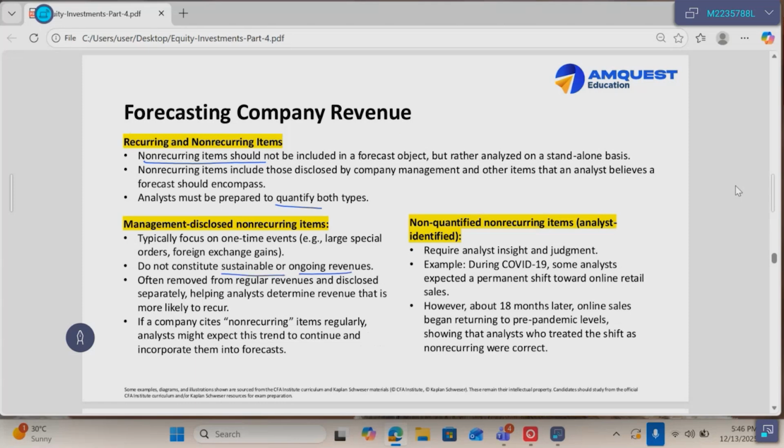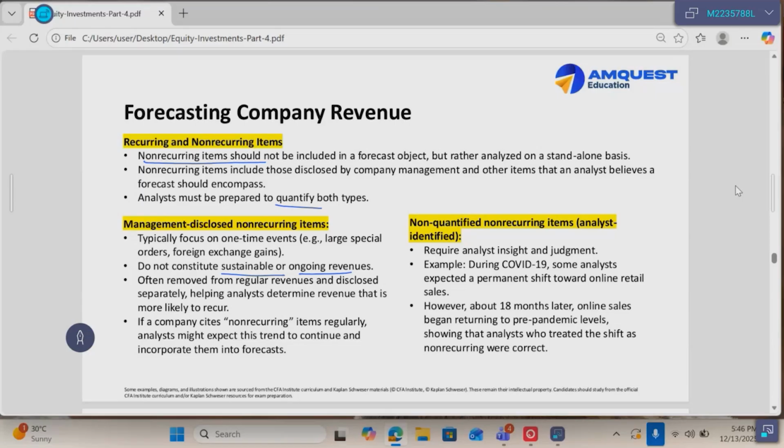So this is important. If you are earning profits, these profits are not sustainable because it will not happen frequently. It is often removed from regular revenues and disclosed separately, helping analysts determine whether this revenue is most likely to recur or will not. If a company cites non-recurring items regularly, an analyst might expect this trend to continue and incorporate them into the forecast. So let's say accidents. Now, Zomato and Swiggy, we'll take a very relatable example. If a lot of delivery partners are meeting with accidents, and Zomato has to spend a lot on their healthcare cost, then these kind of things must be included in the analysis.